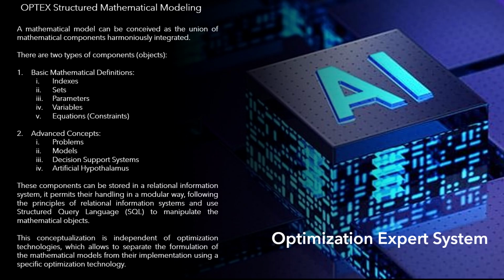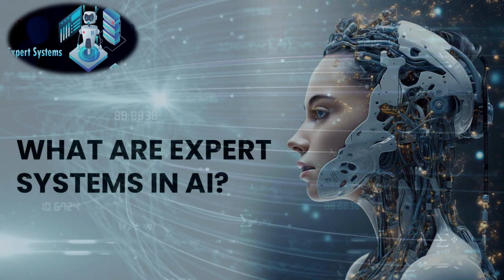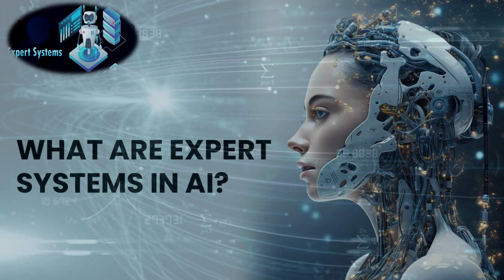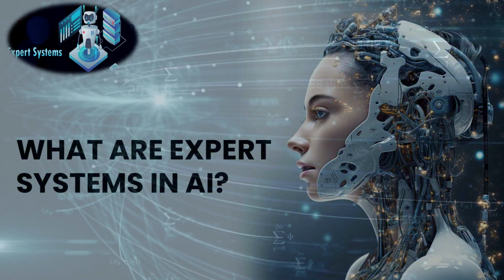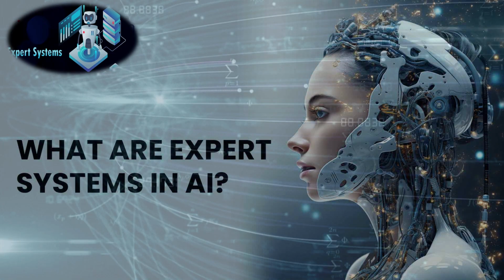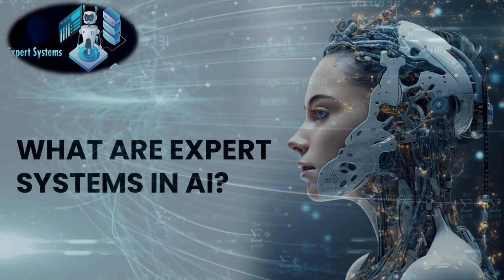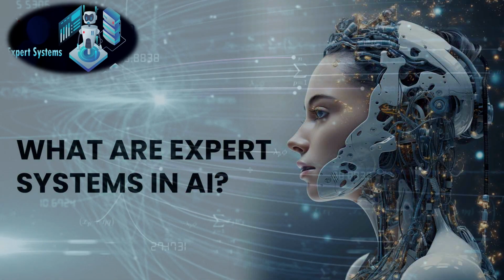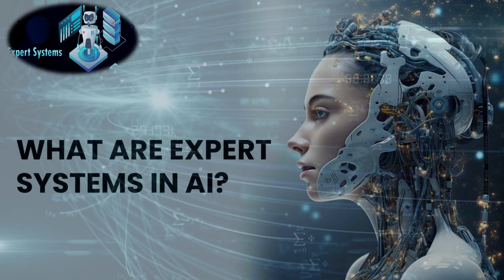This conceptualization is independent of optimization technologies, which allows to separate the formulation of the mathematical models from their implementation, using a specific optimization technology. It is an expert system optimization, an element of AI. An expert system, ES, is a computer program that is designed to solve complex problems, and to provide decision-making ability like a human expert. It performs this by extracting knowledge from its knowledge database using the reasoning and inference rules according to the user queries.